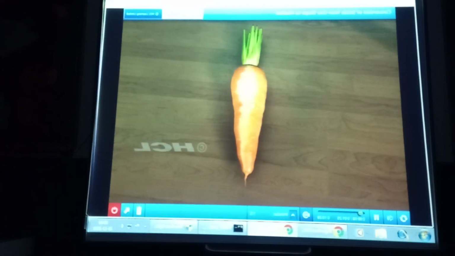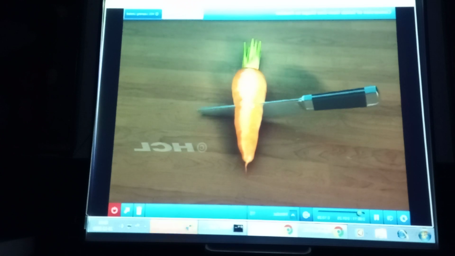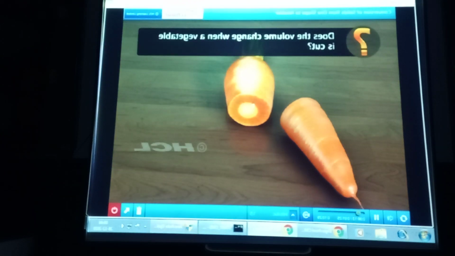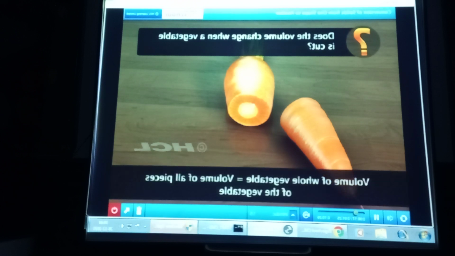A vegetable is cut into 2 pieces. Does the volume of the vegetable change? No, even though the shape of the vegetable is changed, its volume remains the same. In other words, the volume of the vegetable is now equal to the sum of the volumes of the 2 pieces of the vegetable.